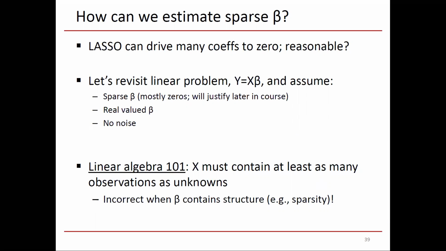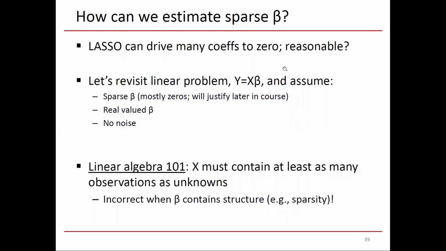So if we just pause for a moment, you can realize that the search space for all possible betas is much, much larger than the search space for betas that are primarily zero. So we have a smaller design space, a smaller search space. Does that help us? So LASSO can drive many of the coefficients to zero.